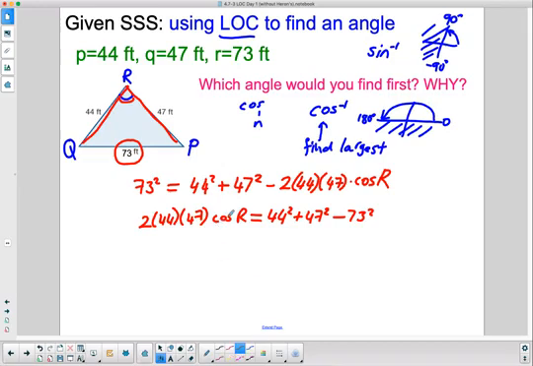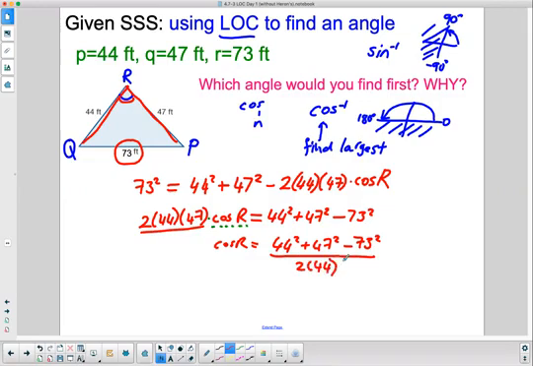Now, keep your eye on what you want. I'm solving for the cosine of R. So I've got to get rid of all of this stuff that the cosine of R is being multiplied by. So my cosine of R is going to be what's originally on this side, 44 squared plus 47 squared minus 73 squared. And I've got to divide away all of this stuff here. Divide that on both sides. Okay, and this is going to solve the cosine of R. So I'm going to work out what that equals.